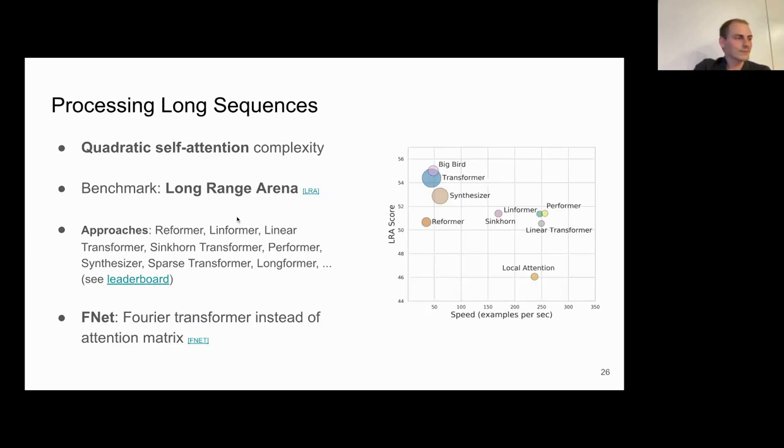Yeah. And here I've listed a couple more of these papers, the Linformer, Linear Transformer. These are a couple of the ones that are all dealing with the same problem, which is to process really long sequences with transformers.